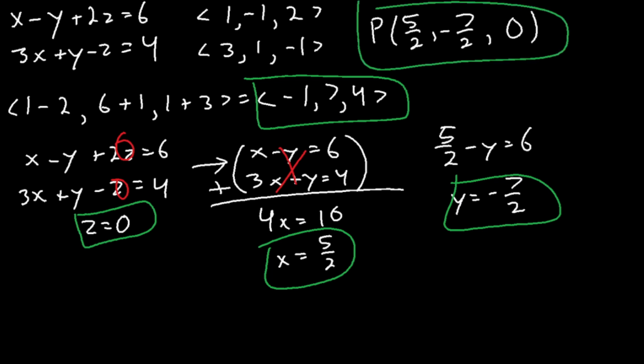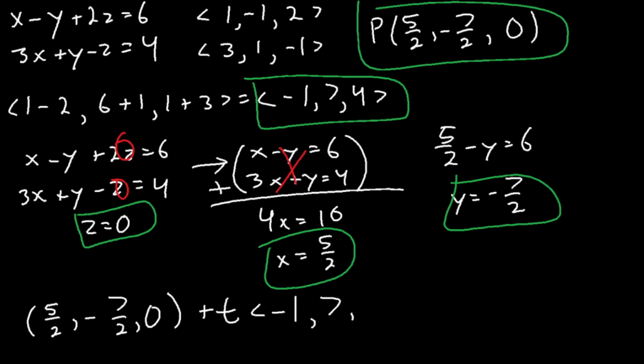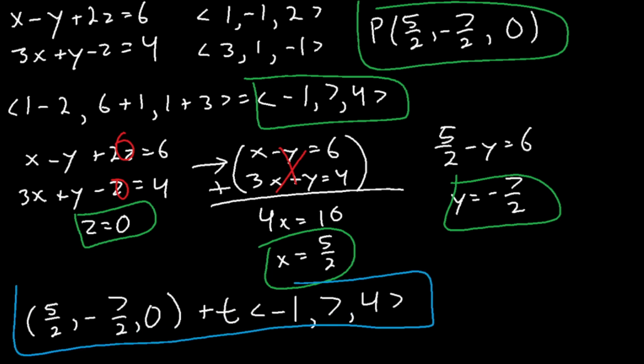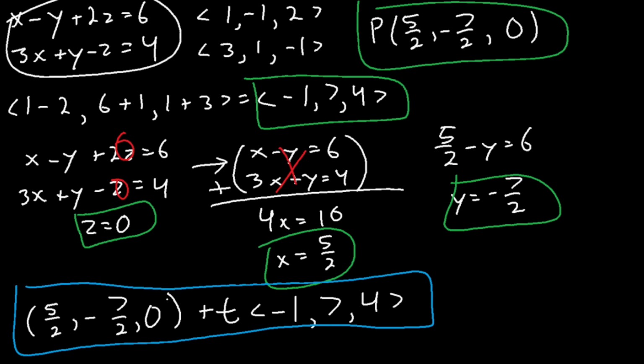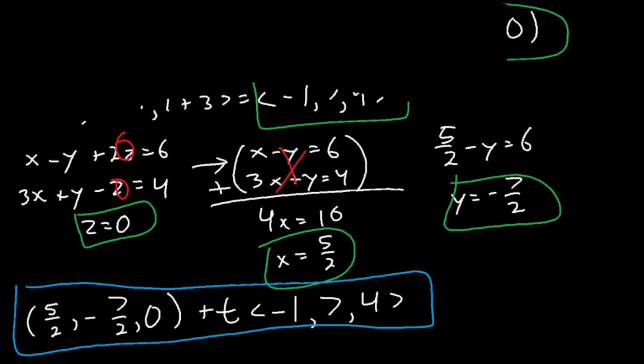So now that we have the 2 things that we need to write the equation of the line, let's go ahead and write it. We start off with the point, and then we just put the vector that is parallel to the line multiplied by t. So this is our answer to the vector equation of the line that intersects these two planes.